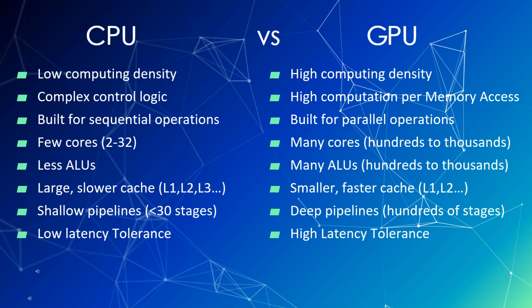As for pipelines, the CPU has shallow pipelines with less than 30 stages, while the GPU has deep pipelines going to hundreds of stages. And the CPU has low latency tolerance, while the GPU has high latency tolerance, which all allow it to be a lot faster than the CPU.